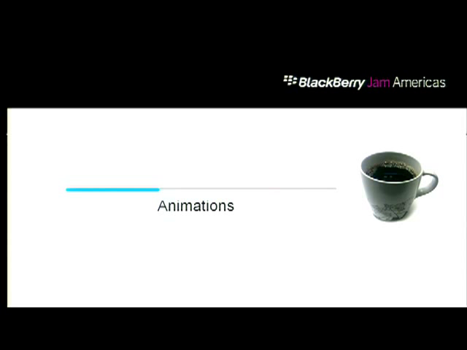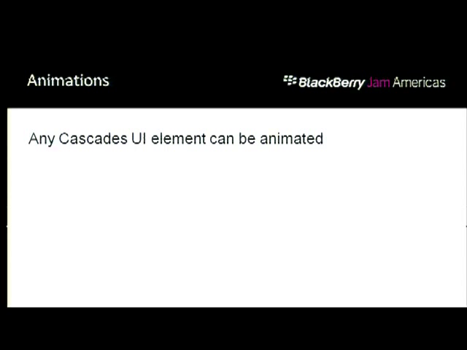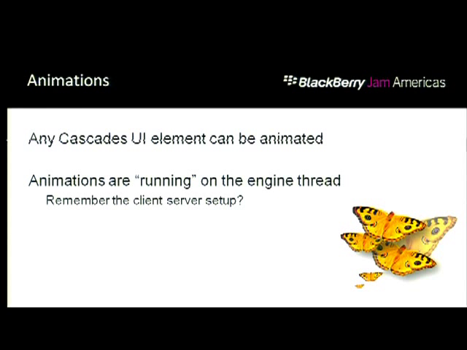Animations. Ooh, animations. As promised. Wouldn't go back on a promise, right? So we have two types of animations, called explicit and implicit animations. Both of them work in a similar way, but one is automatic. That's the implicit animation. And any Cascades element can be animated. The animations run on the server thread, so you don't have to care about them.